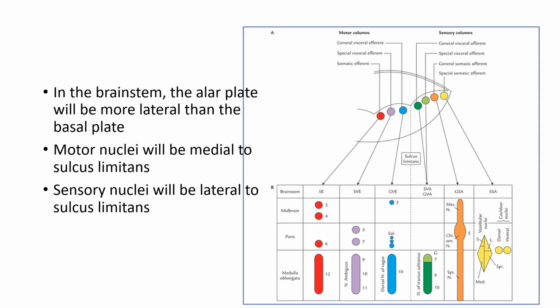So part of this motor versus sensory, remember our sulcus limitans. I pulled this slide out from chapter 2, right? So that's the sulcus limitans. In the brainstem, the alar plate will be more lateral than the basal plate. Basal plate is going to be motor nuclei. So motor nuclei are going to be medial to the sulcus limitans, and the sensory nuclei are going to be lateral to the sulcus limitans.